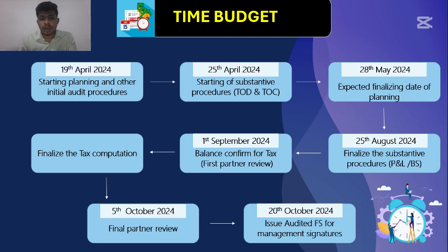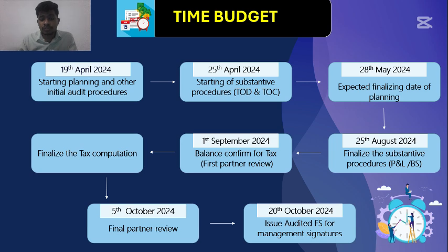Next, we will outline our time budget. This slide details the timeline for the various audit activities from the initial planning to assurance for the audited financial statements. Key dates include the start of the planning on April 19, 2024 and the final partner review on October 20, 2024. Firstly, 19th of April 2024, starting the planning and the other initial audit procedures.